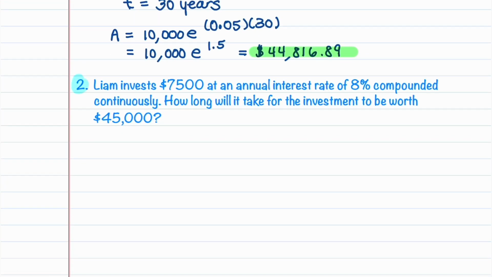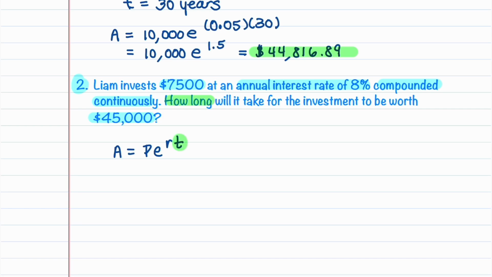Let's now look at our second and our last example. Liam invests $7,500 at an annual interest rate of 8%, compounded continuously. We're asked to find how long, that means we're going to be solving for T, will it take for the investment to be worth $45,000. We're working with continuous compounding, so we're going to start with the formula A is equal to P times e to the rt. We want to find how long it's going to take for the investment to be worth $45,000, so we're going to be solving for T.